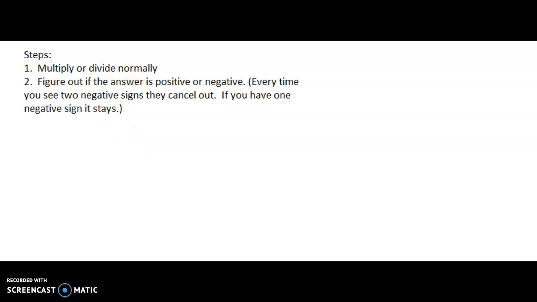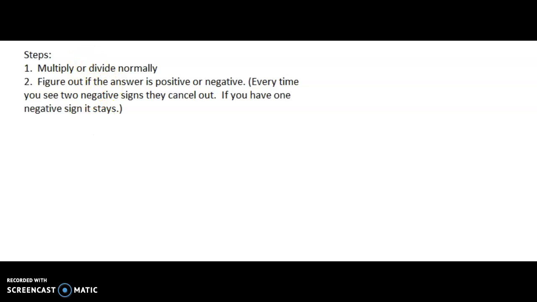Okay, so we are going to look at how to multiply or divide when we have positives and negatives. So let's look at the steps first. Step 1, you're just going to multiply or divide normally, but then since there can be negatives, there's a second step. Step 2 is to figure out if the answer would be positive or negative. And what you have to remember is that every time you see two negative signs, they're going to cancel. If you have one negative sign, it'll stay negative.